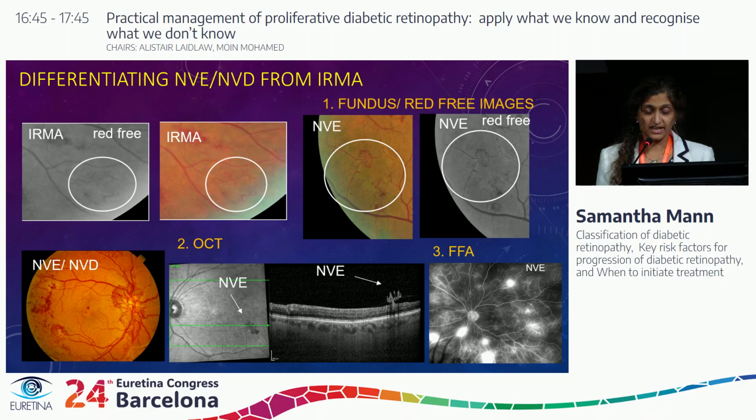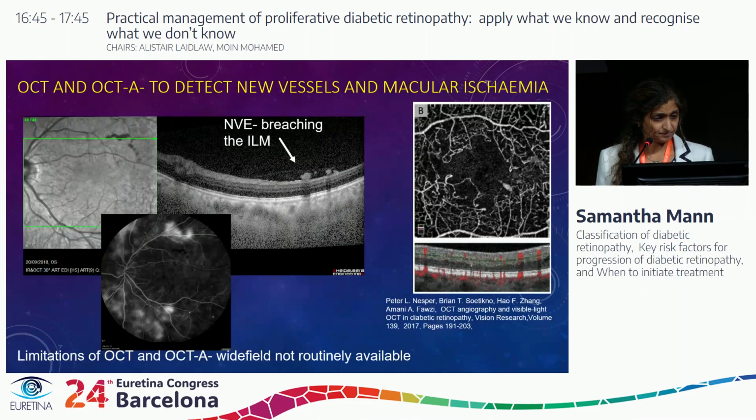Obviously, you can use fluorescein angiography, but we're using this less and less now as other modalities are more helpful and less invasive. Another example of new vessels here, you've got them protruding, breaching the ILM into the vitreous cavity. There's obviously OCTA now that's being developed. It's more useful for macular ischemia. It's not so helpful for routine diagnosis of NVE because it's not routinely wide field. However, wide field imaging is now becoming more common.